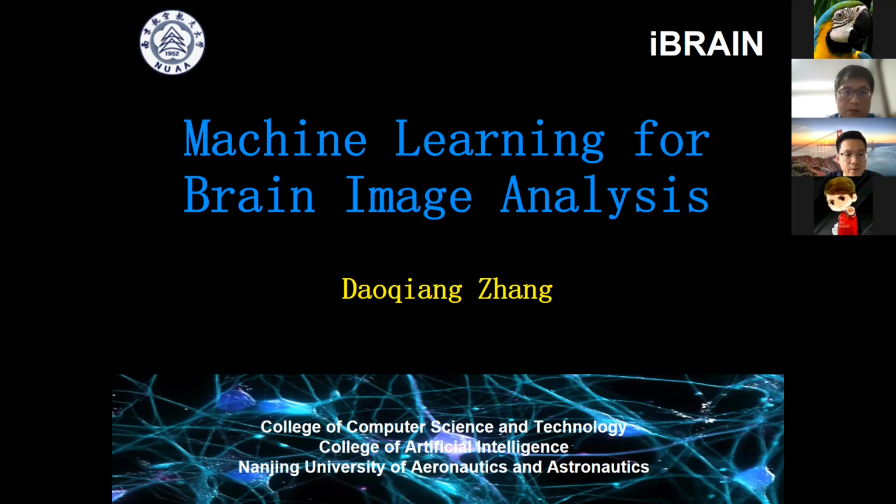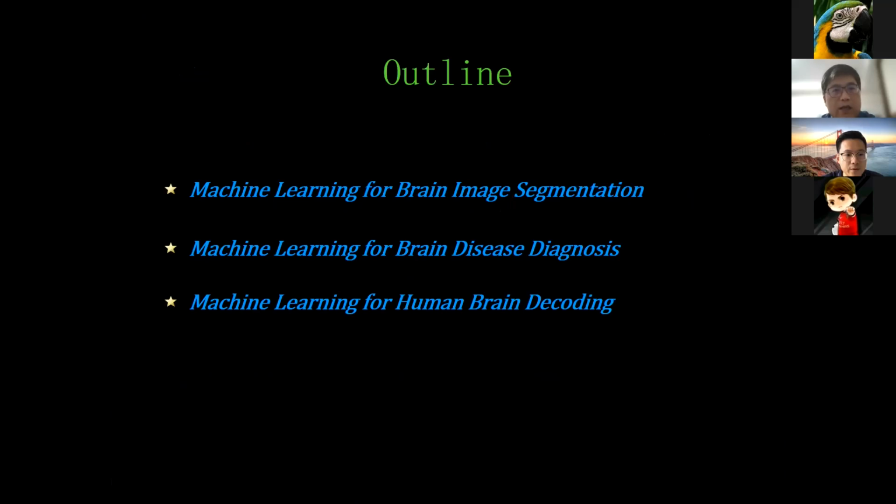Okay, so this is the outline of this talk. First, I will introduce some machine learning methods for brain image segmentation. And then I will report some studies for brain disease diagnosis. Finally, I will report some works for human brain decoding.